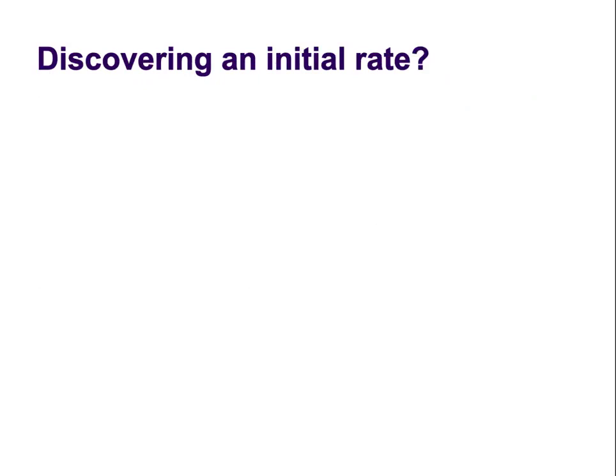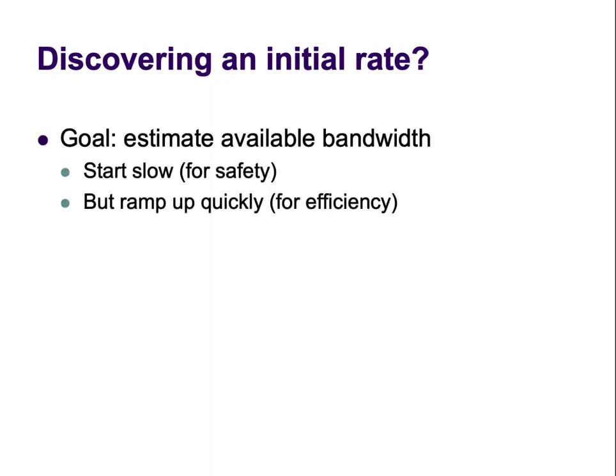We had our 3 design steps. One was detecting congestion, which we've now decided we're going to do with loss. Discovering an initial rate, which we'll do now, and then what are your increase and decrease goals. Discovering an initial rate is fairly easy. The goal is to estimate the available bandwidth on this path for this flow when it starts up. What is a reasonable estimate of the available bandwidth?